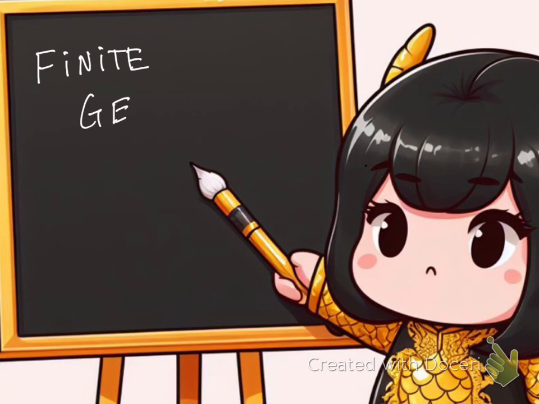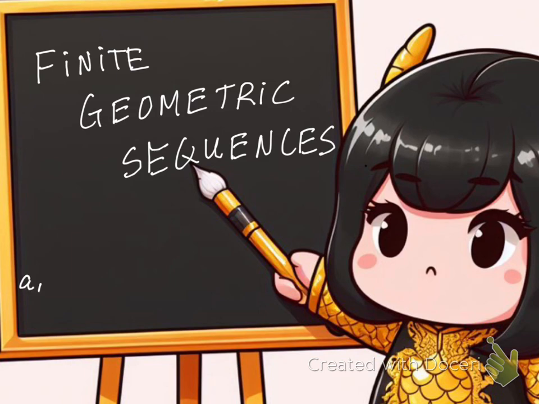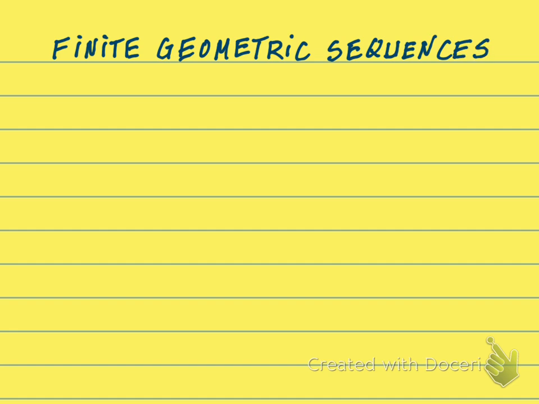In this video, we'll introduce the idea of finite geometric sequences. Finite geometric sequences start with an initial value or initial term a. And the second term can be found using a multiplied by a common ratio r.